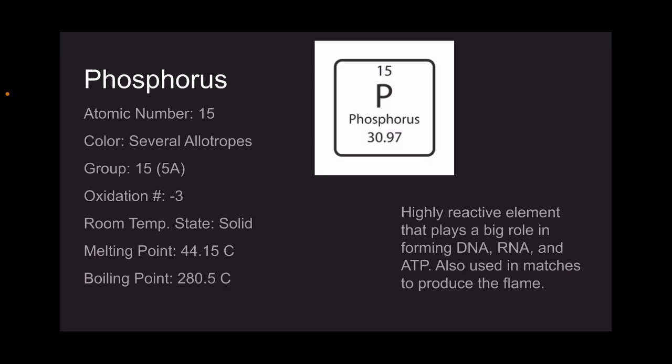Next, we have phosphorus. Its atomic number is 15. It also has several allotropes, such as carbon. It is group 15, 5A. Its oxidation number is -3. At room temperature, it is a solid. Its melting point is 44.15 degrees Celsius. Its boiling point is 280.5 degrees Celsius. It is a highly reactive element that plays a big role in forming DNA, RNA, and ATP. It is also used in matches to produce the flame.